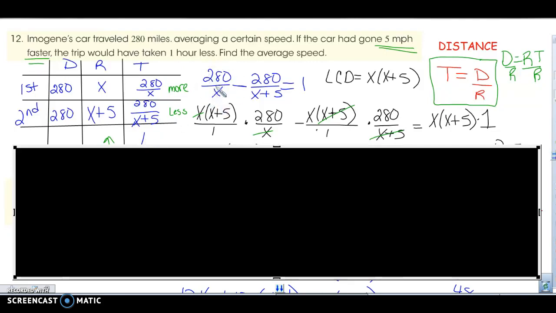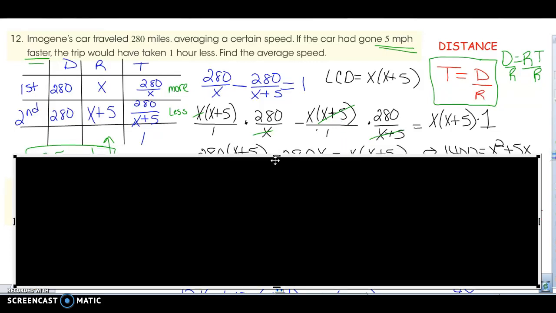And the relationship between these is there's a difference of 1 hour. So we take the more time from the first scenario minus the less amount of time from the second, and that would equal a difference of 1. So here's our equation that we need to solve. Now you may say, well, that doesn't look quadratic. Right now it does not, but as we solve, we're going to see it leads to a quadratic.